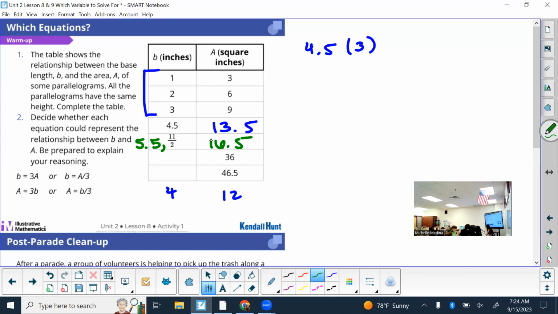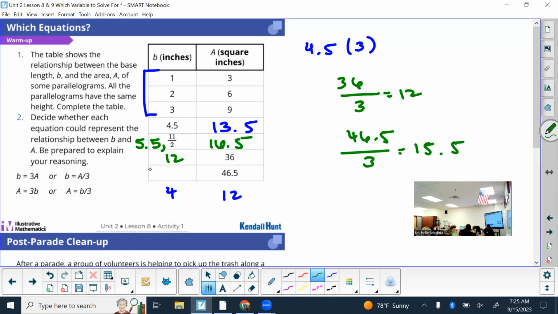Okay, and then they now are not giving us the input, now they're giving us the output. So what do I do? If going from B to A, we were multiplying by 3, what can I do to do the opposite? Divide by 3. So what is 36 divided by 3? All right. And then 46.5 divided by 3. 15.5. All right, I don't have my book in front of me yet, so I'll take your word for it unless someone else disagrees.